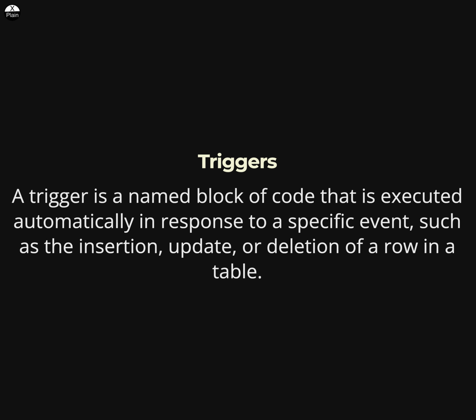Today we are going to talk about triggers, part of database management system course. In SQL, a trigger is a named block of code that is executed automatically in response to a specific event, such as insertion, update, or deletion of a row in a table. Triggers are used to enforce business rules or to perform additional actions when a particular event occurs.